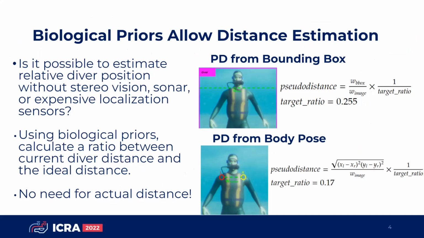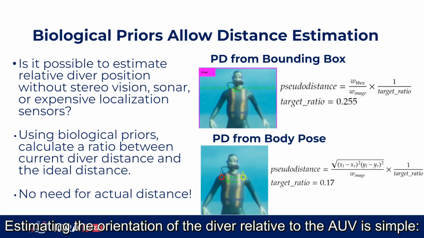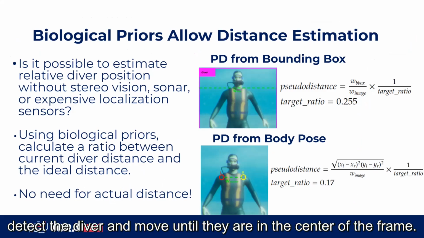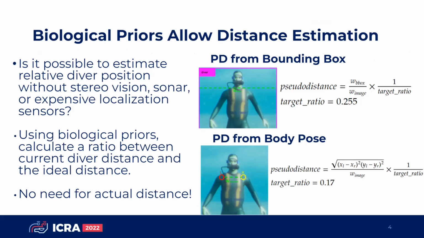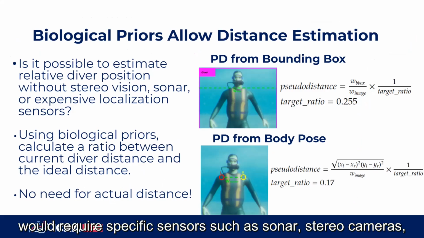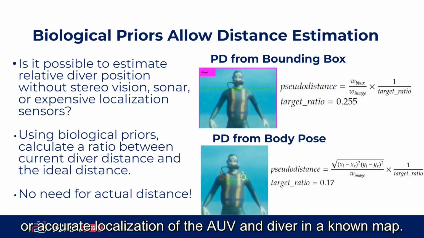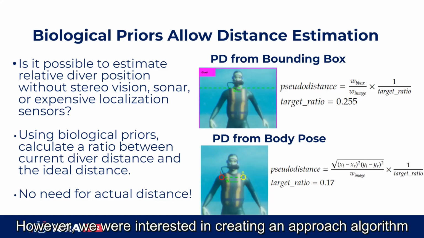the distance between them. Estimating the orientation of the diver relative to the AUV is simple. Detect the diver and move until they are in the center of the frame. Distance, however, is more difficult. Most methods of estimating distance between an AUV and a diver would require specific sensors such as sonar, stereo cameras, or indeed accurate localization of the AUV and diver in a known global map.